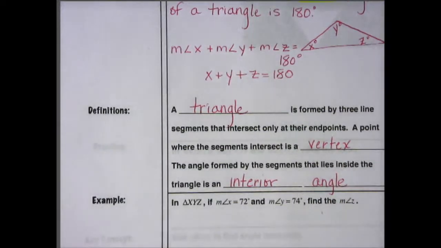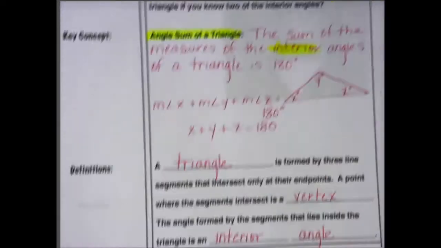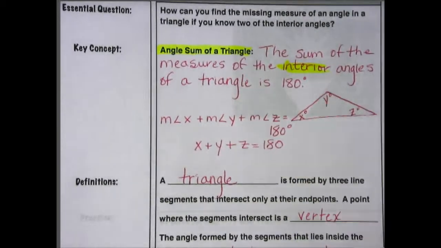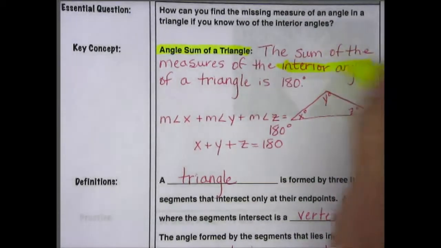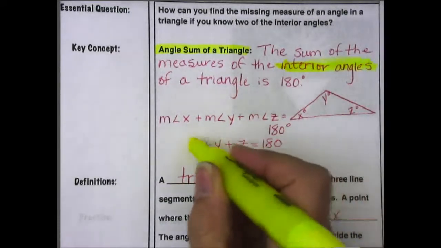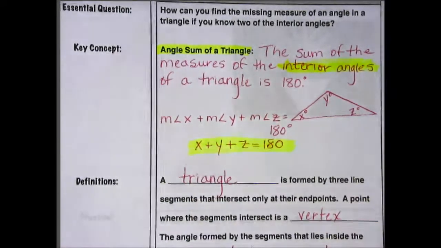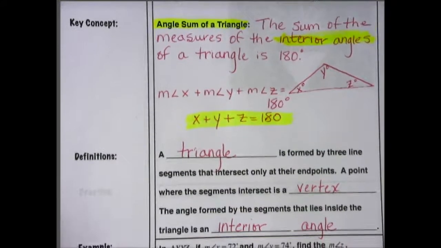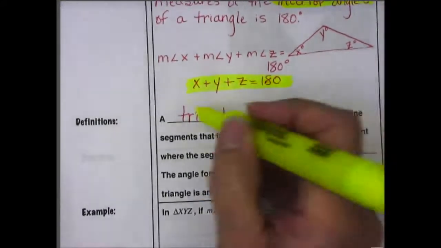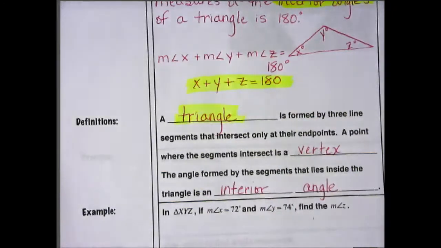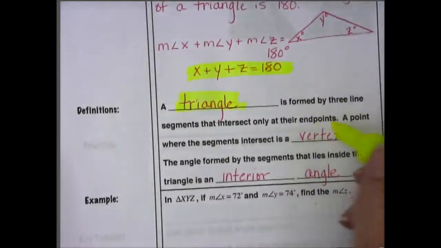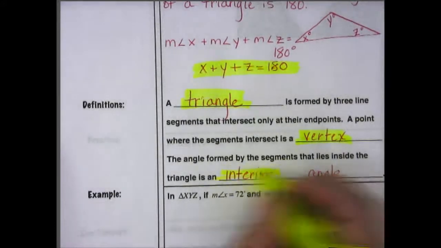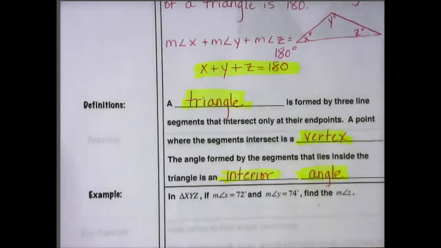So let's use our highlighters. Let's go back up. We've highlighted the angle sum of a triangle, and we're talking about interior angles here. We know that the interior angles of a triangle equal 180. A triangle has 3 interior angles. When you add them all together, they equal 180. So a triangle is formed by 3 line segments. They intersect at the vertex, and the angles that are formed inside are the interior angles.